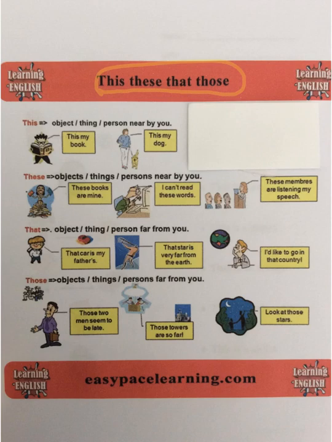Today we're going to talk about this, these, that, and those, and when to use these words. So let's look at the first one. It says this, right here. This could be an object or a thing, or a person nearby you. Let's look at the example. This is my book. This is my dog. So when we use this, we're talking about one, and it's close to you, okay?